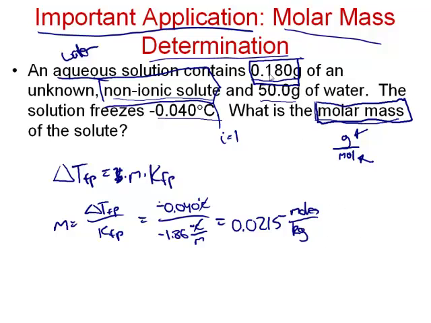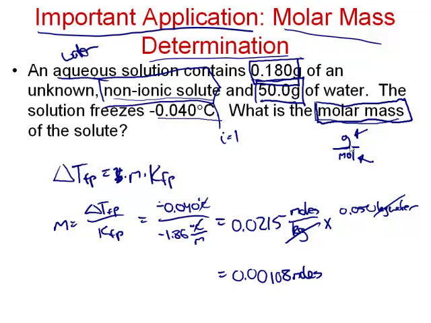Now, I know how many grams of water I have. I have 50 grams. If this is how many moles I have per kilogram, how many kilograms of water do I have? I have 0.050 kilograms of water. If I multiply here, the kilograms of water cancel out, and this tells me how many moles of my substance I have. So multiply by 0.05. We have of this compound 0.00108 moles. That's how many moles of the compound we have.